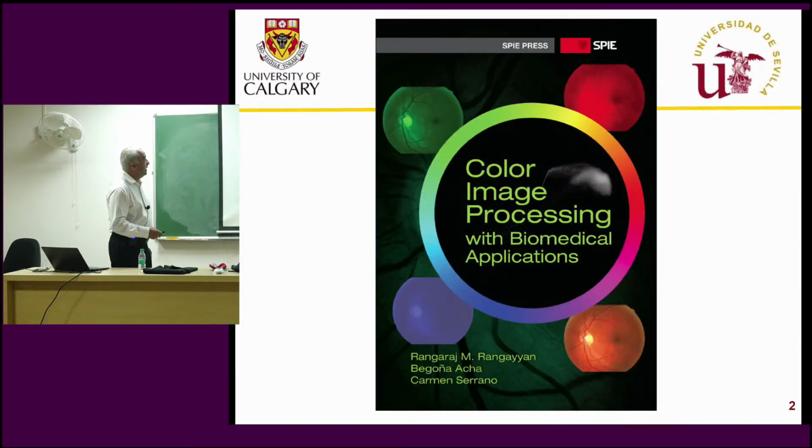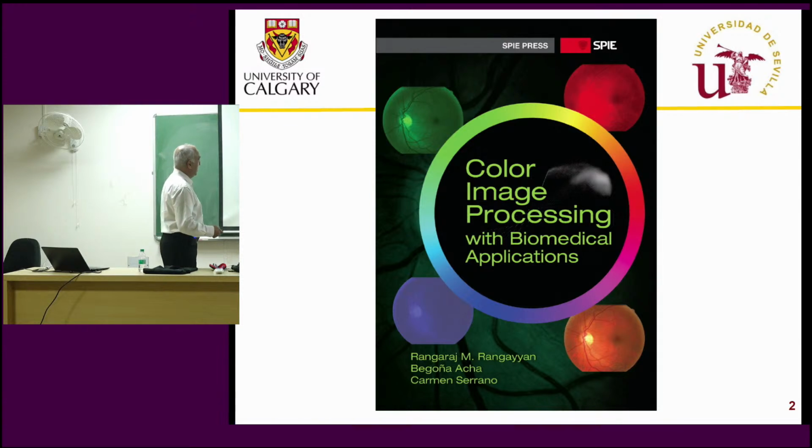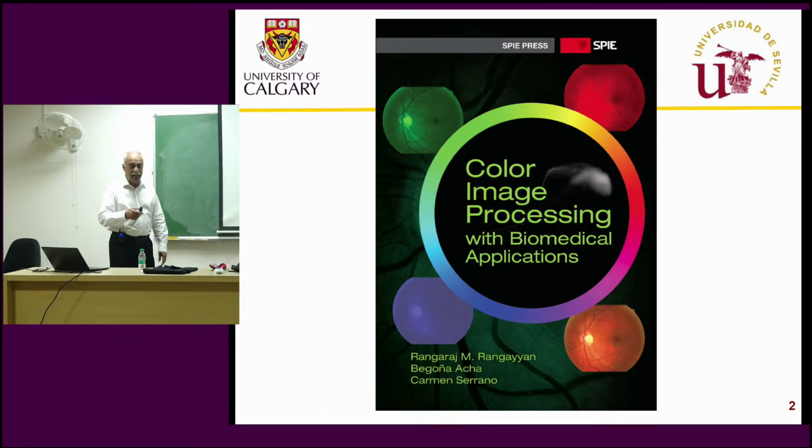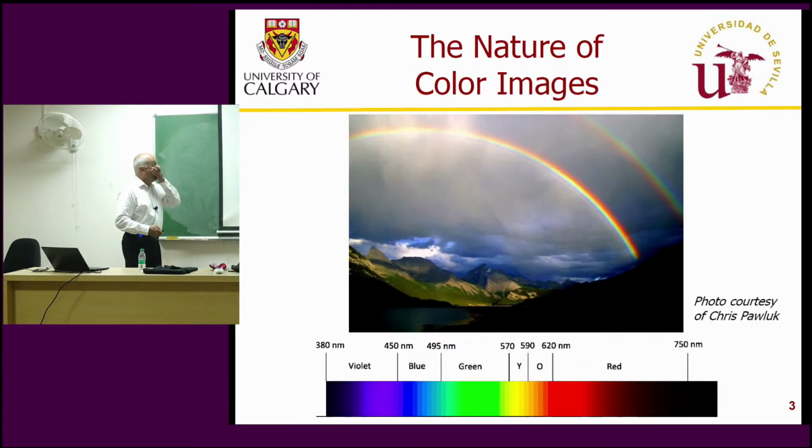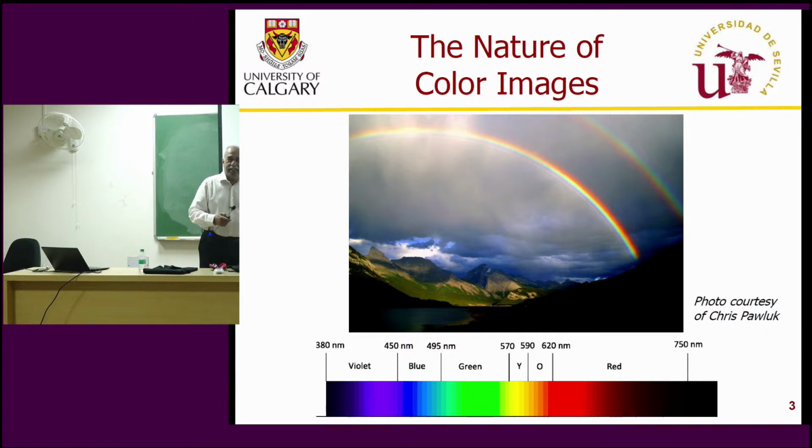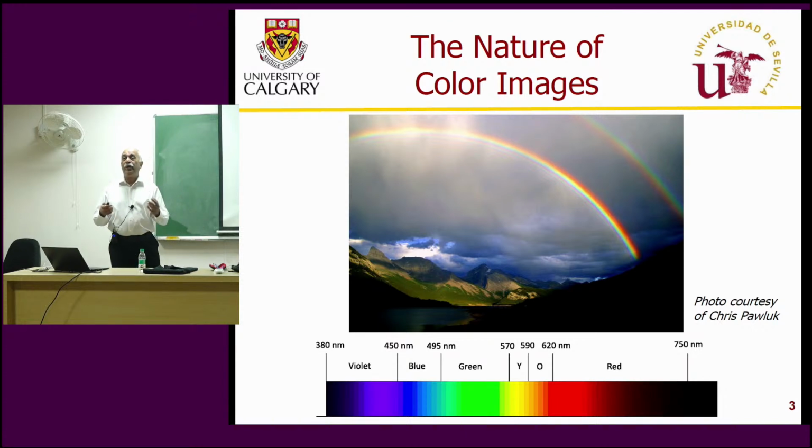Now that's the cover of our book, showing retinal fundus images, the original color image and its red, green, and blue components, and the color circle that I'll explain as we go along. So first, let's look at the nature of color image processing, color images. What are color images? What is color? And how do we represent it? Where do we encounter color? Where is it important?